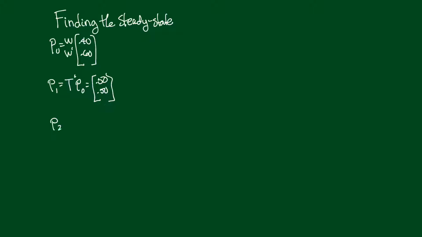And then we generated P2 by taking the transition matrix, squaring that, times P naught, and that gave us this 55%, 45% vector. A vector is just a matrix with one row or one column. Then we got P3, which was T cubed times P naught, and that gave us 0.512, 0.488. So the pattern looks like this: if we want any particular P value, we raise the transition matrix to that power and then multiply it by the initial state.